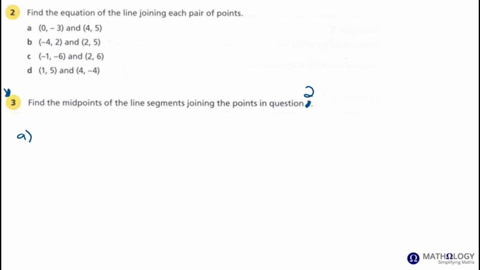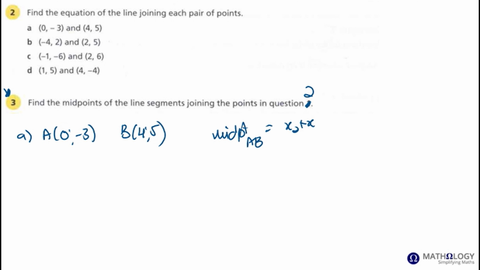So let's start with A. A is the point (0, -3). B is the point (4, 5). We want to find the midpoint of AB. Okay, so the midpoint of AB is given by the sum of the x coordinates divided by 2 and the sum of the y coordinates divided by 2.